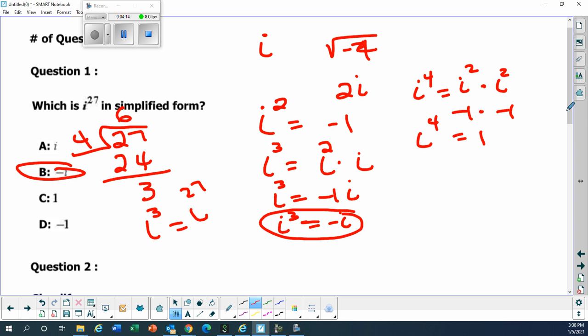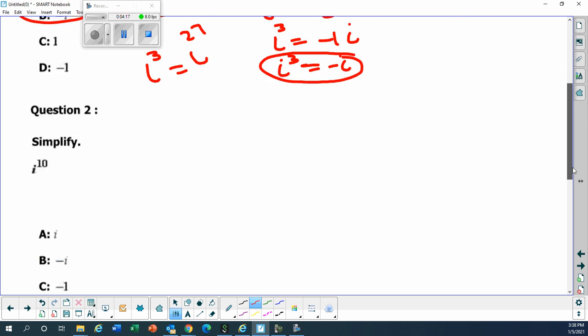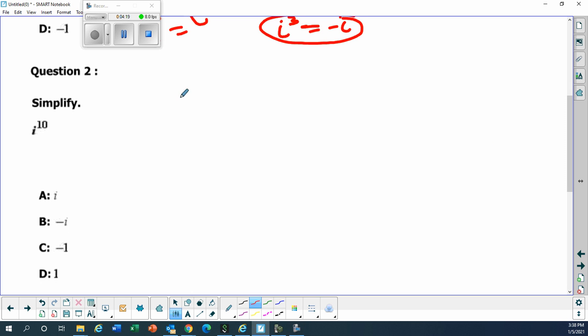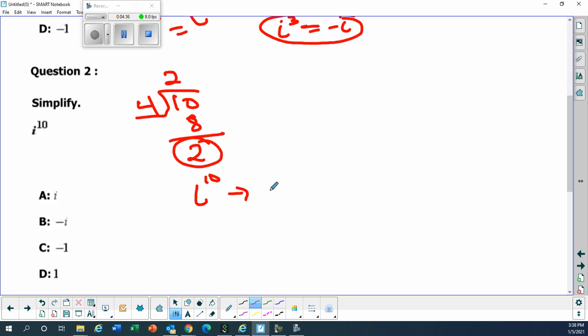Okay, so number 2 is i to the power of 10. What I will do is I'll take 10 divided by 4, and it goes 2 times. 2 times 4 is 8. The remainder is 2, right? I'm going to take the remainder. i to the power of 10 has the same value as i squared, right? So i squared is -1, so the answer would be -1. And that's what I'm going to pick, okay?